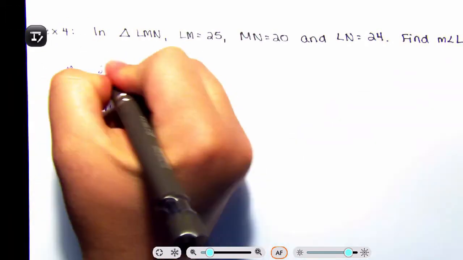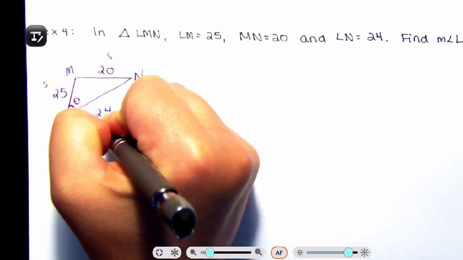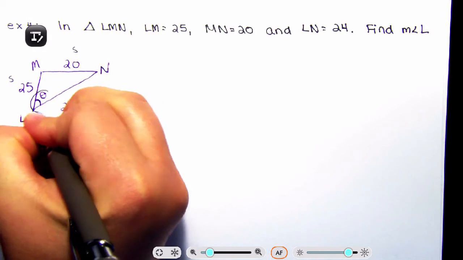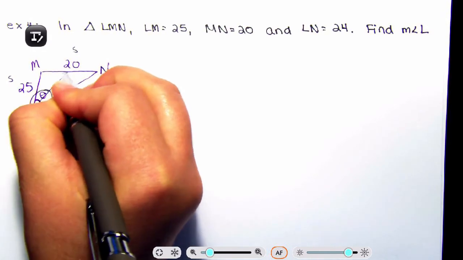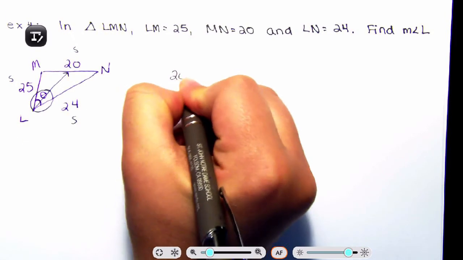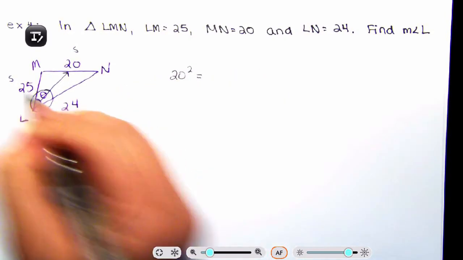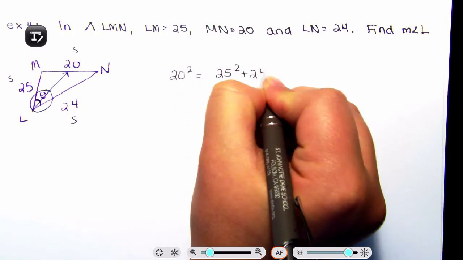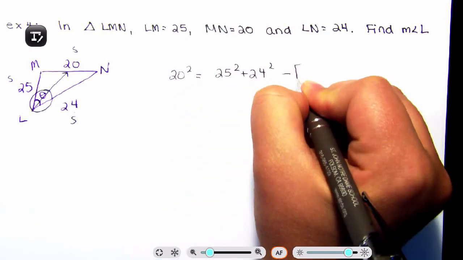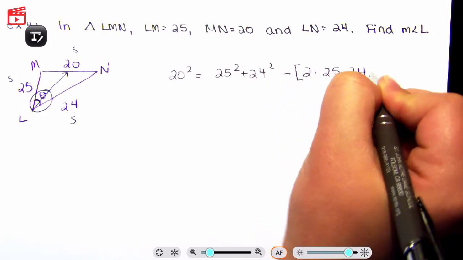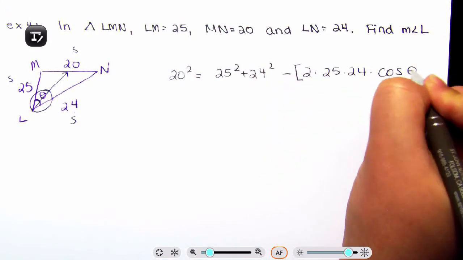So what is given to us? We have a side, a side, a side. So we're going to be using law of cosine. We want this angle, so we're going to go across the street for the side that we need. So we're going to use 20 as 20 squared. And then the other two is what we're going to be squaring and adding. So I have 25 squared plus 24 squared. That's going to be subtracted by 2 times 25 times 24 times cosine of our angle theta that we don't know.